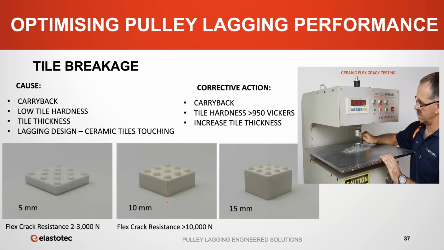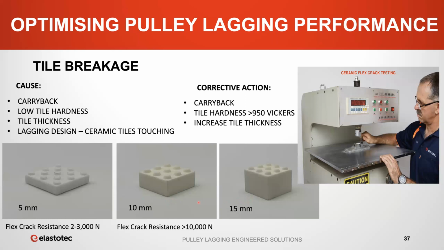When you put in a 10 millimeter tile, our machine maxes out at 10,000 newtons, so we can't break the 10mm tiles. So effectively doubling the tile thickness, you've got a 3 to 4-fold increase in resistance to breakage. And you can also use even thicker tiles again, 15mm tiles. Needless to say, we haven't tried to measure those.